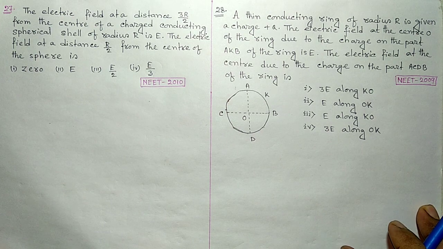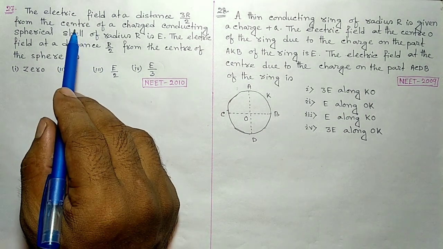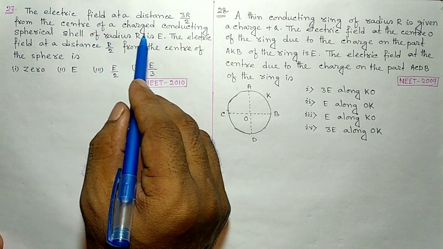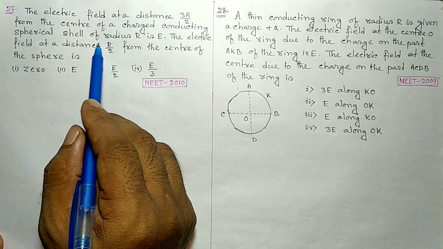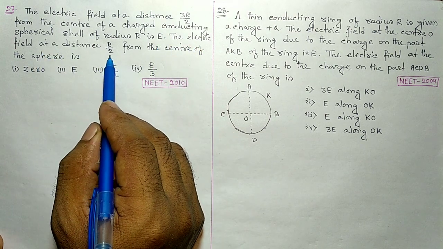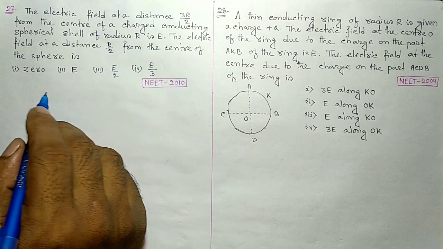Next question is question number 27. The electric field at a distance 3r by 2 from the center of the charged conducting spherical shell of radius r is E. The electric field at a distance r by 2 from the center of the sphere is.